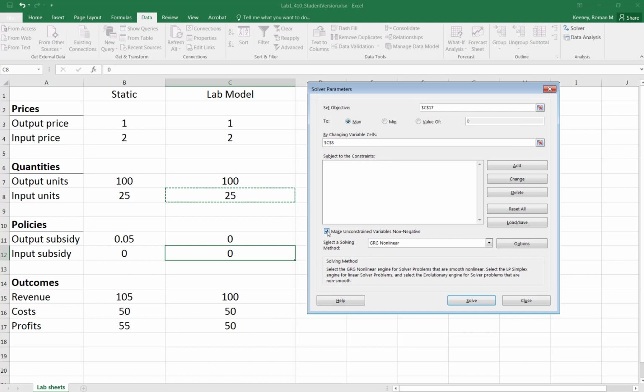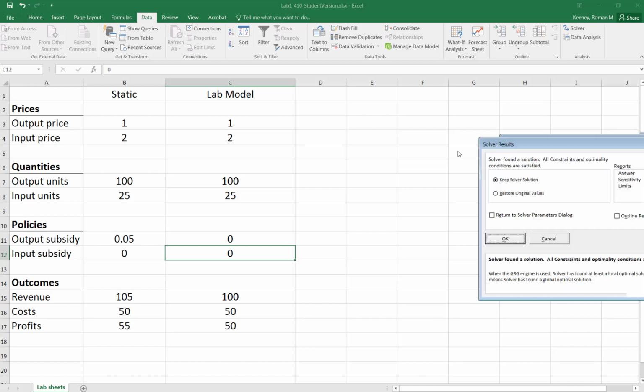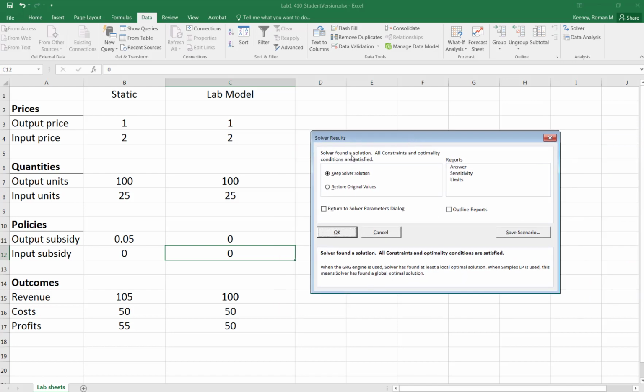So this checkbox should be checked. It says make unconstrained variables non-negative. And then here is something called the solving method. We don't have to know too much about that, but you'll want it to be GRG nonlinear. If it doesn't say that, click this drop down and make sure that you switch it to GRG nonlinear and click solve. Okay, that ran off my screen, but here it is. It says Solver found a solution, optimality conditions are satisfied, and I can choose to keep it.